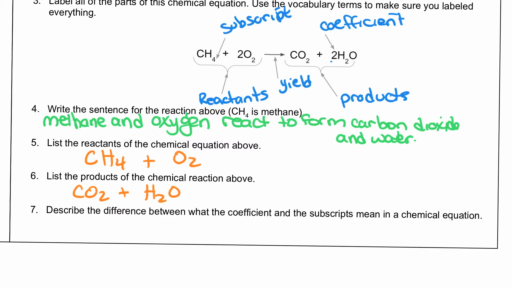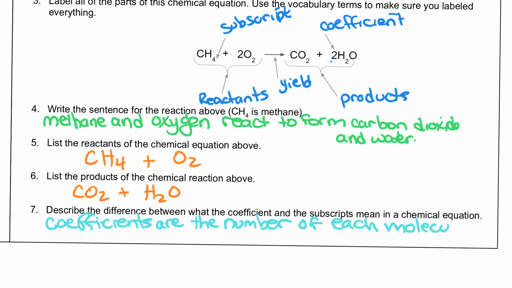Question 7 says, describe the difference between what coefficients and subscripts mean in a chemical equation. The coefficients are the number of each molecule. The subscripts are the number of each atom.